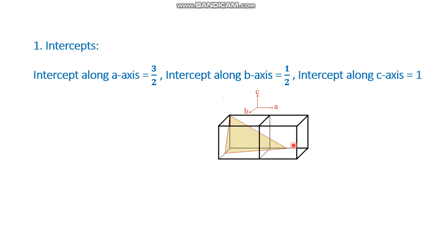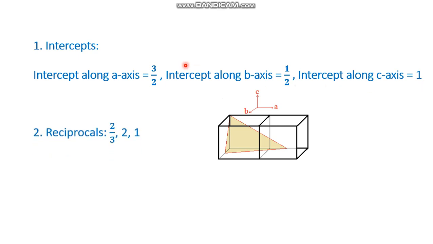So this is a unit cell. Two unit cells are adjacent here, and the lattice plane cuts the A axis at 3/2 distance, the B axis at half distance, and the C axis at unit distance. So the intercepts are 3/2 along A axis, that means 3/2 A, this is half B, and this is C simply.